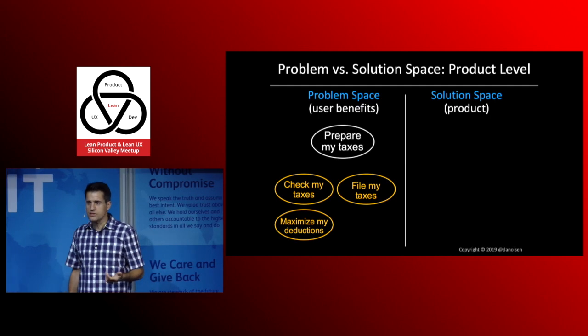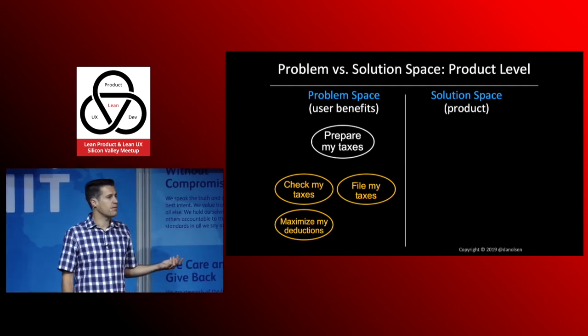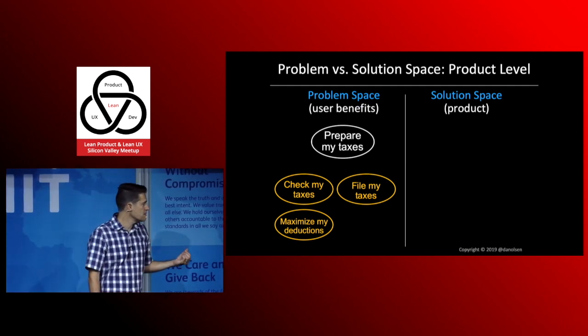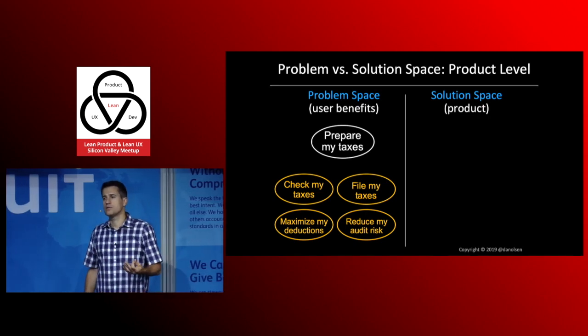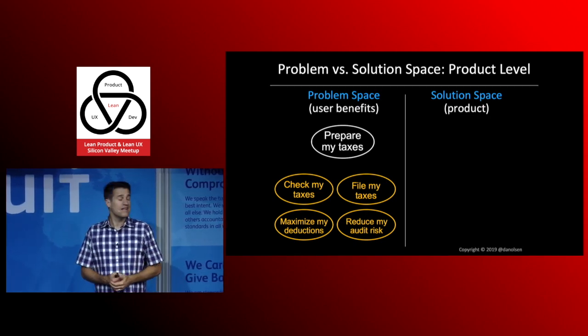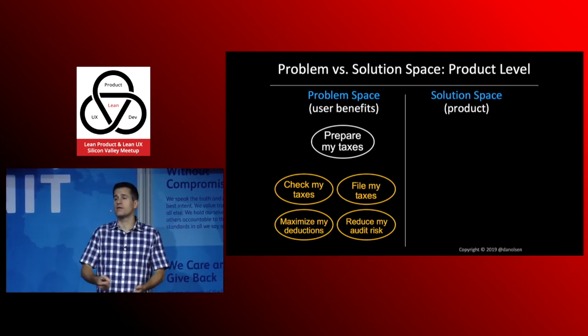It can ask you questions about what you did this year. Maybe it can find ways to save you money and maximize your deductions. It can perhaps analyze your return and say, hey, this looks a little risky. You may want to look at this. These are just four examples. You all gave me a lot of other great ones.